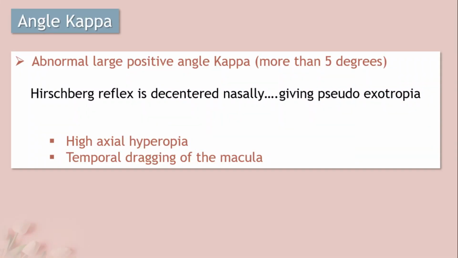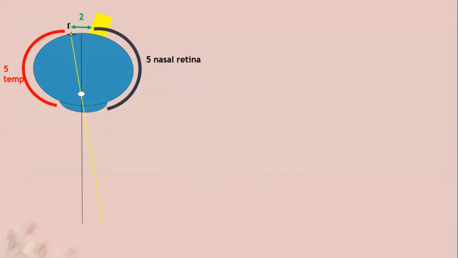So here is the summary slide that you can find easily in any book. Let's summarize together. We have something called abnormal large positive angle kappa, which means more than 5 degrees. So the Hirschberg reflex is decentered nasally to a greater extent, giving a pseudo exotropia. What are the causes? High axial hyperopia and temporal dragging of the macula.